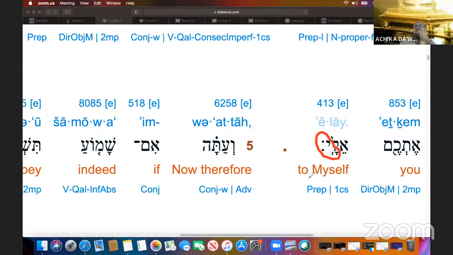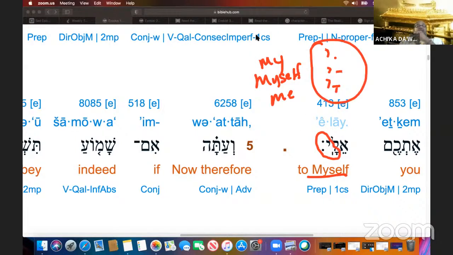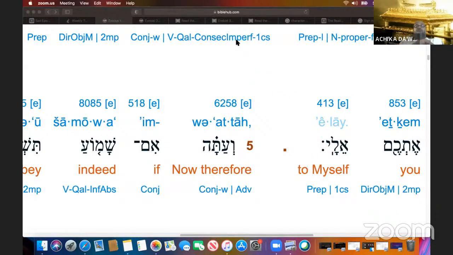It's different. So you're going to have my, you're going to have myself, you're going to have me, you're going to have all these different ways. What's going to be similar is each one of them will have a yod on the end, but some of those dots might be like this, some might be like that, and some might be like that. You understand? So there are different little vowel points and different sounds that tell you if it's my or me or myself. Okay. So that's what it is.